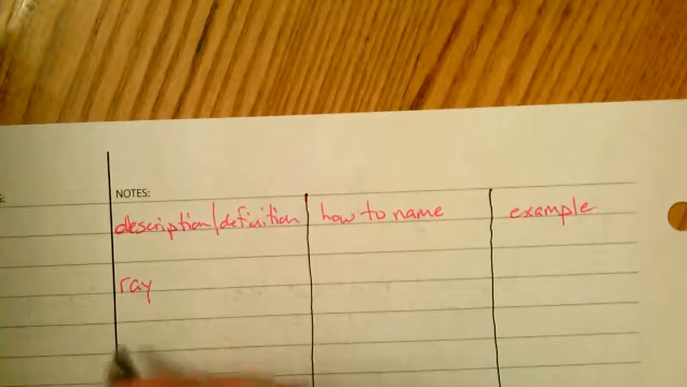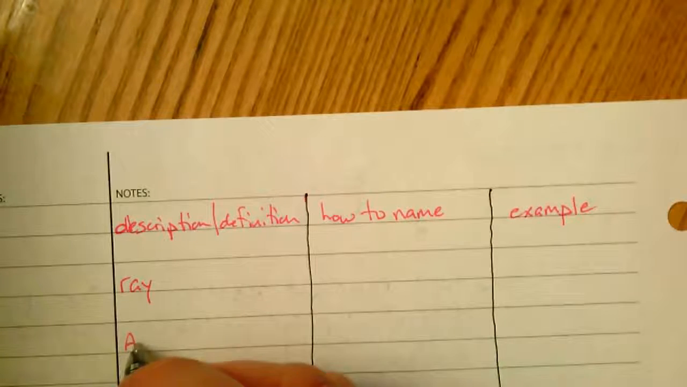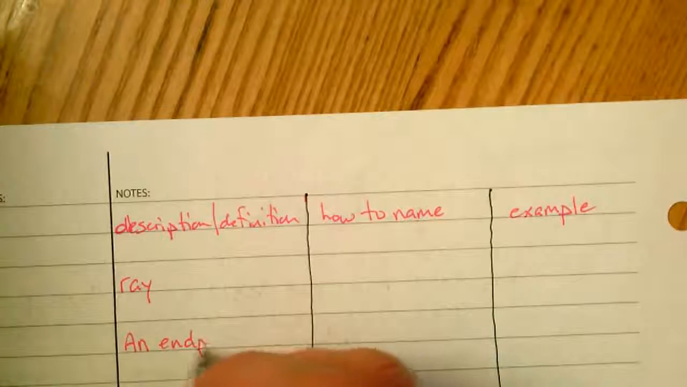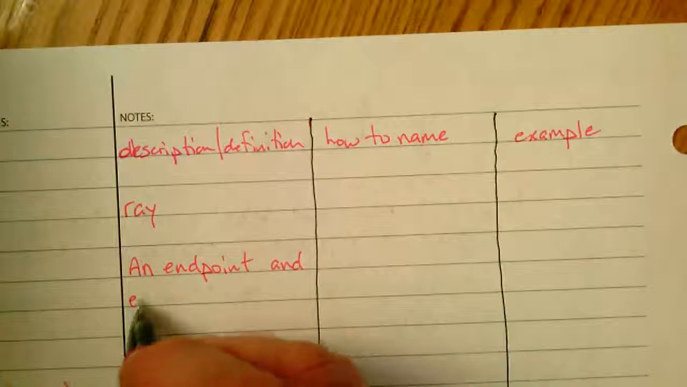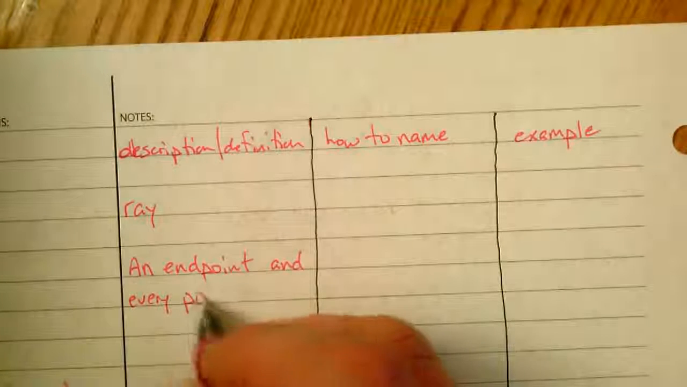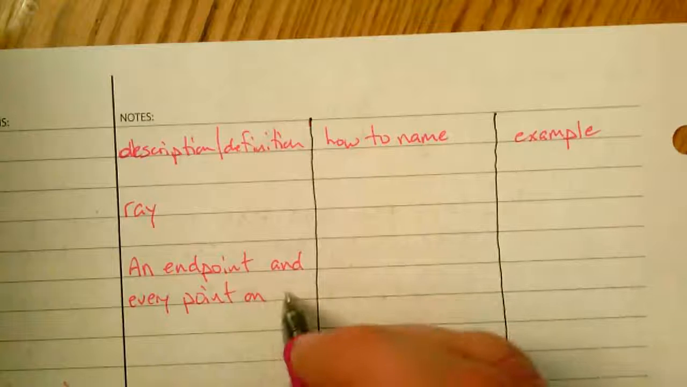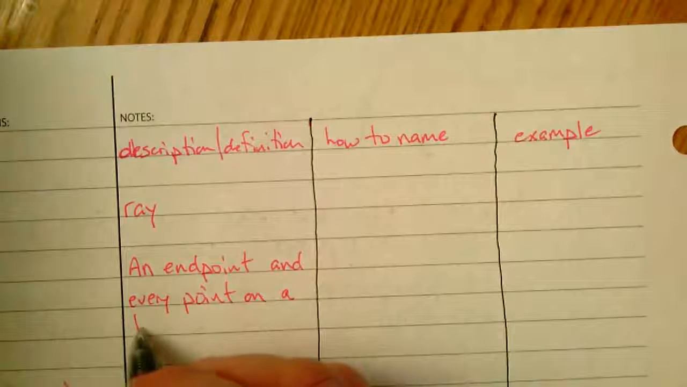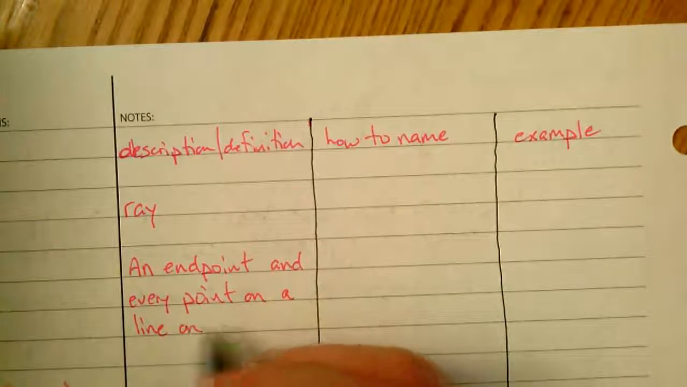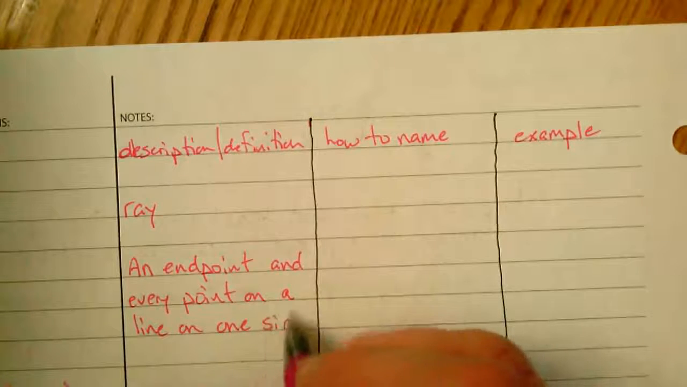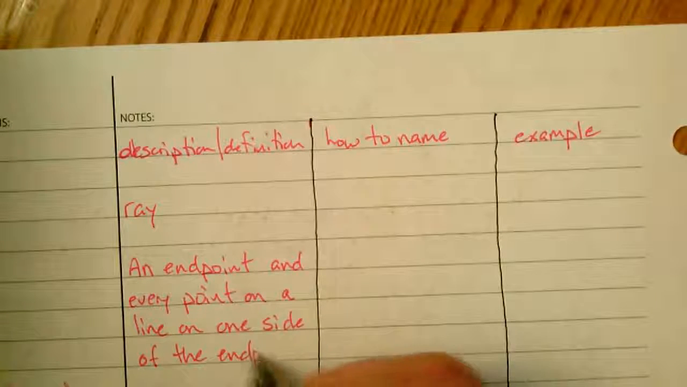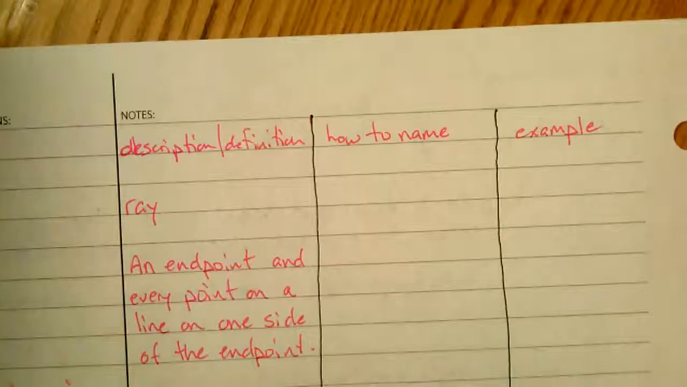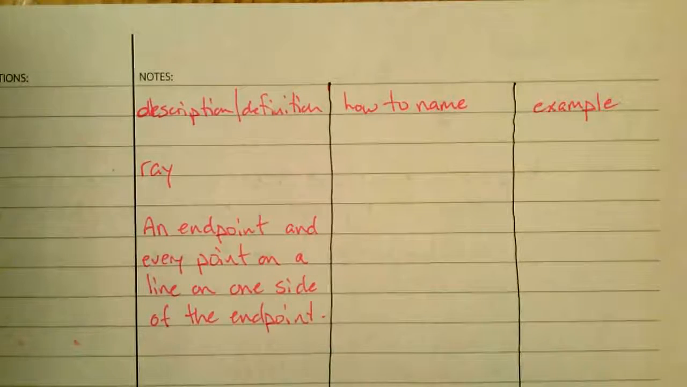A ray is made up of an endpoint, and every point on a line on one side of the endpoint. Right. It's probably not the best definition, but close enough.